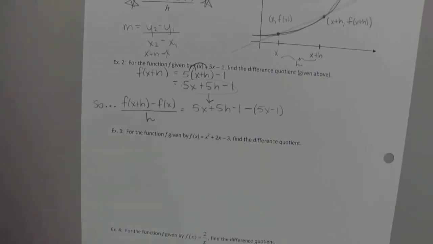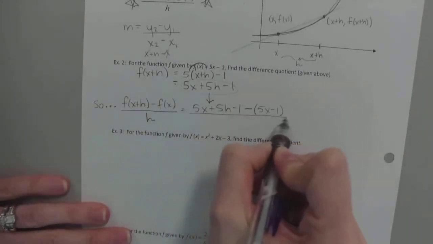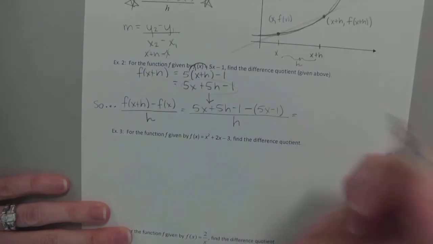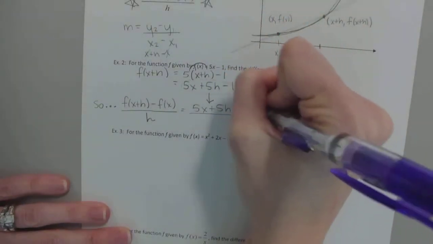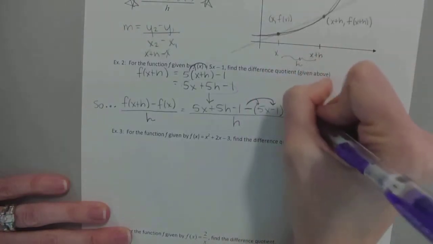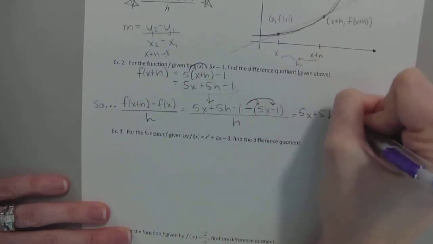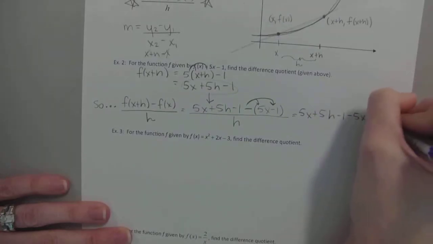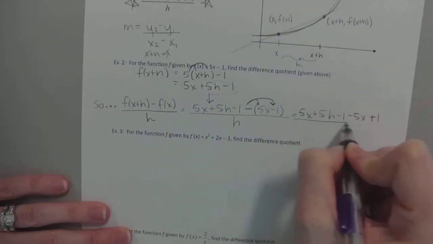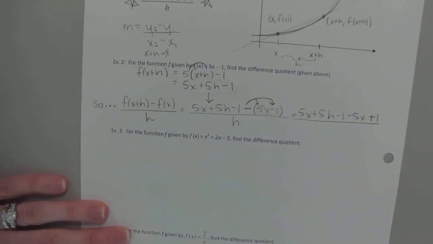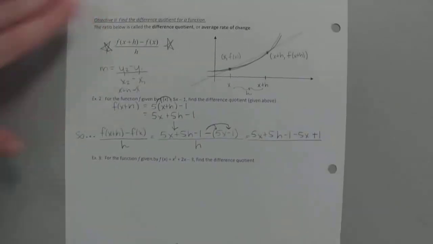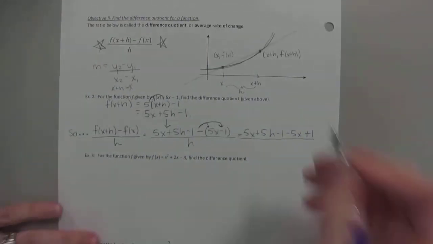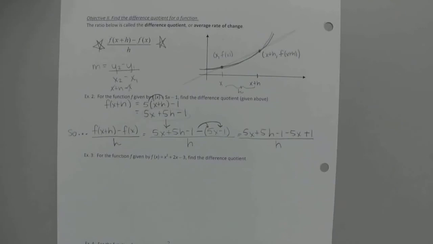If you know that's what we're doing, if you know, okay, I'm subtracting all of it, and you just want to leave out the parentheses and change all your signs as you write f of x down, you can. So you might say, I know this is going to be minus 5x plus 1, because I'm going to distribute that negative eventually. And this is all over what? H. All right. So my next move is to distribute. So I'll have 5x plus 5h minus 1 minus 5x plus 1. Is that okay? Yeah. All over h.